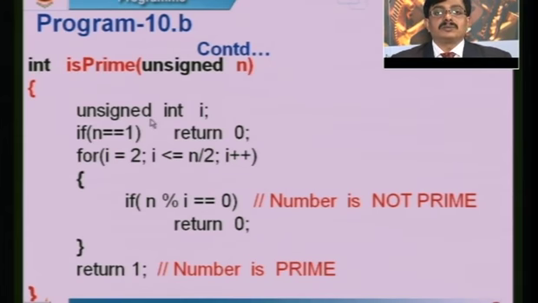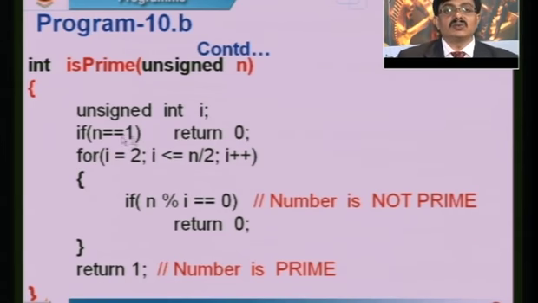How exactly am I trying to perform the computation of whether the number is a prime or not? I have taken one more local variable, unsigned int i. Now if n is equal to 1, return 0, because 1 is neither prime nor composite. So here 1 is not a prime number; primes start from 2.